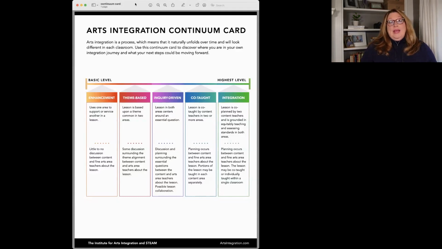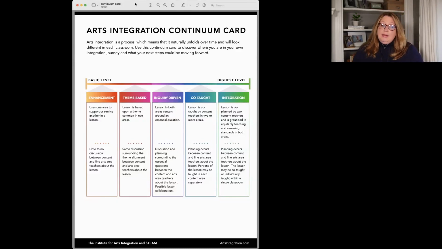And so what happens is that there's actually a couple of other steps to help along the way. So after we have arts enhancement, there's theme-based learning, which is followed by inquiry-driven learning, followed by co-taught learning, and then finally we head back over to arts integration. So the 5 steps, if you're following along, are arts enhancement, theme-based instruction, inquiry-driven learning, co-taught instruction, and arts integration. Okay, so those are our 5 levels. So let's talk about what each of these levels effectively means for each of these components.